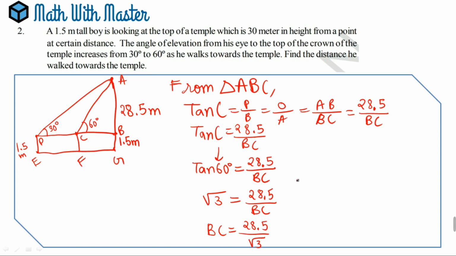So now we have found BC. So we will take tan theta, which covers this perpendicular AB and covers this distance BD. So we can say BD is equals to BC plus CD. Okay, BD is equals to BC plus CD. So we can put the BC value and find the CD value.